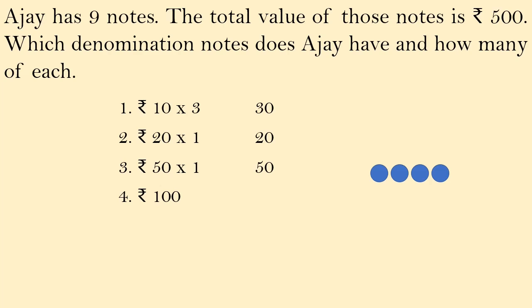And I'll take 4 notes of 100 rupees. The last four notes, the last four circles, that's 400 rupees, the last four circles are gone. So I have 9 now. So if I count 3 plus 1 plus 1 plus 4, you will get 9. And if I count the value of those notes, you'll also get 500 rupees. Let's see if we are right. 450 plus 20 is 470 plus 30 is 500.